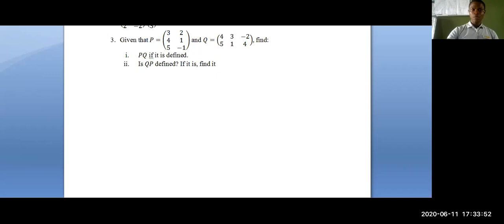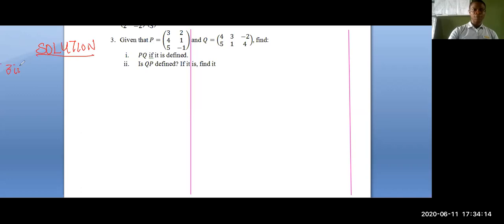I want to look at the next question. Okay, I want to demarcate the board again. All right, so demarcating the board again. So I'm looking at the next question, 3II solution. Okay, I don't know about QP. Now QP, what is the order? Let's test whether it is compatible first.